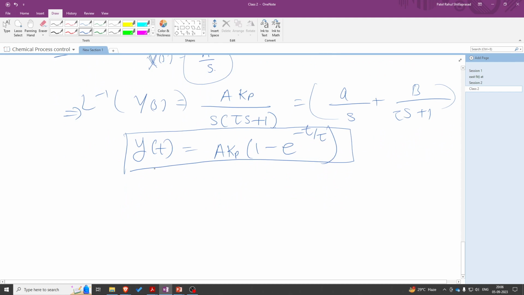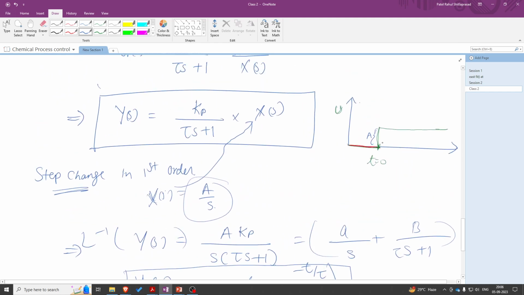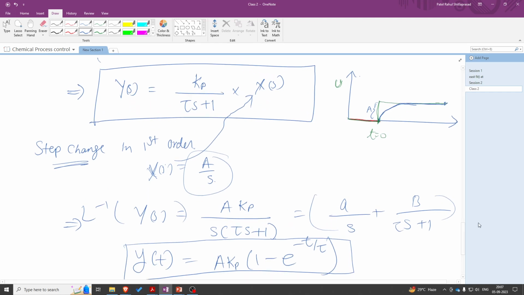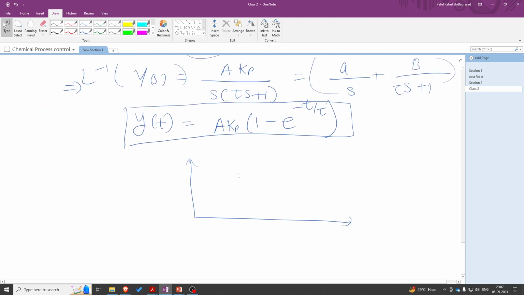So if we plot this function, it will be an exponential curve. It will vary in such a manner. Ultimately, after a while, it will become constant. That is, it will reach a new steady state over here. So now we can study the characteristics of this first order response. That is, at t equal to 0, we had introduced the change in input, and correspondingly we are plotting the output of the system.